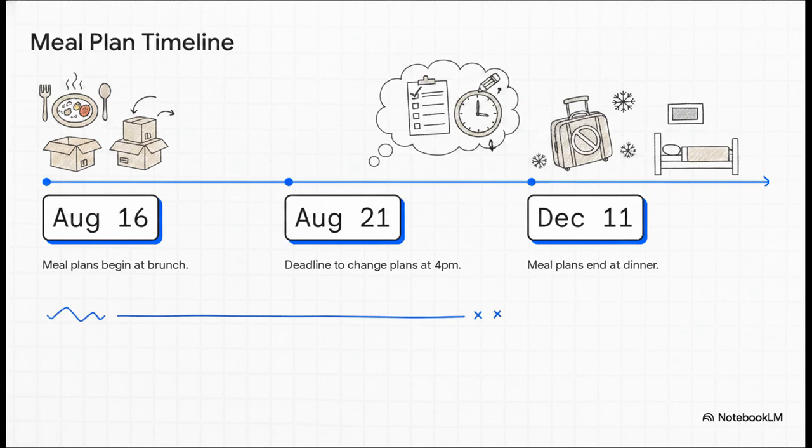Meal plans officially kick off on August 16th, starting with brunch. That also happens to be freshman move-in day. Now, what does this mean for you? If you have students arriving early, their meal plans won't work yet. They have to figure out alternative food arrangements. Once they do have their plan, they only have until August 21st at exactly 4 p.m. to make any changes. And finally, the whole thing shuts off on December 11th after dinner. Meal plans absolutely do not cover winter break.